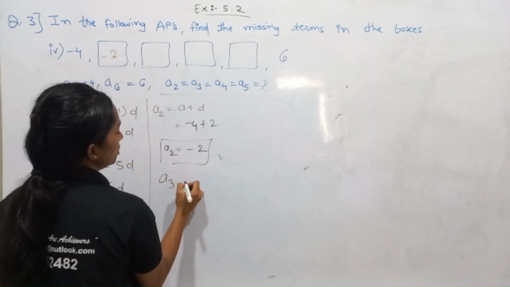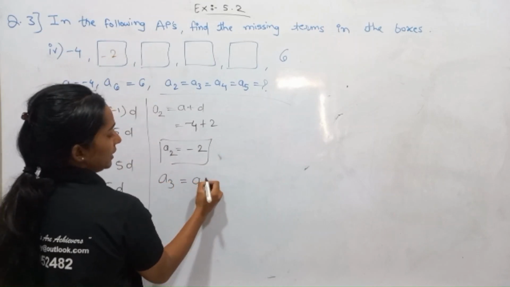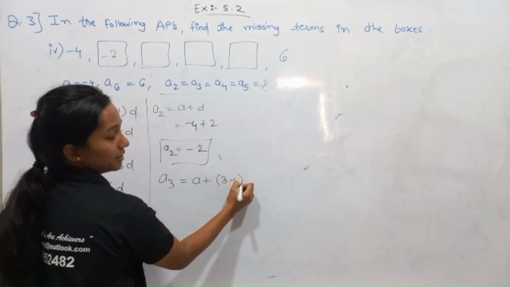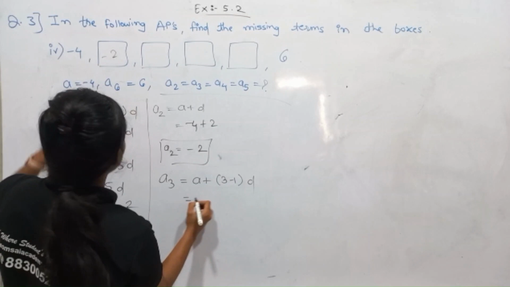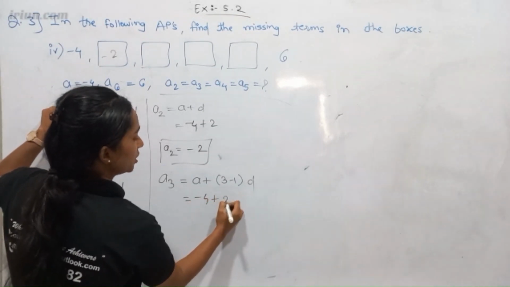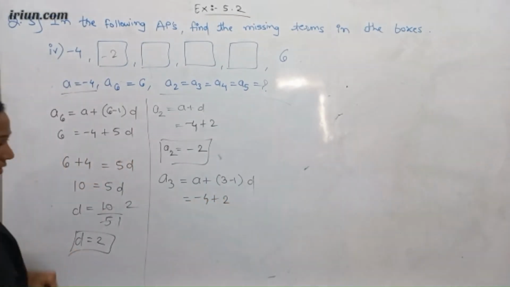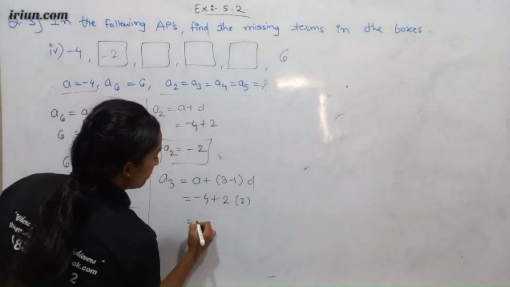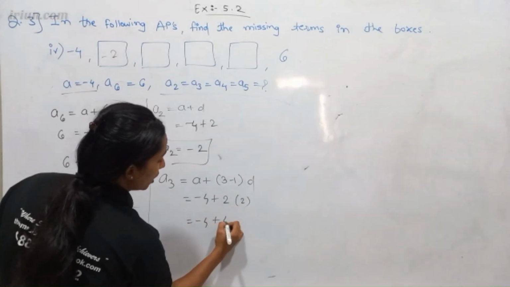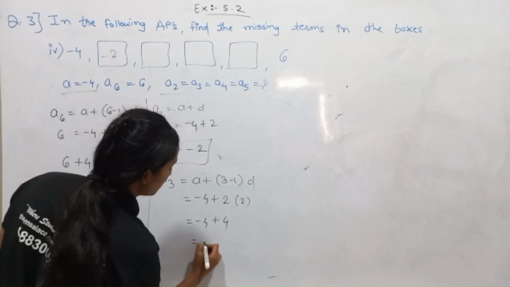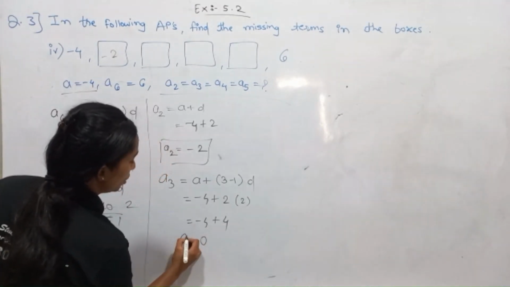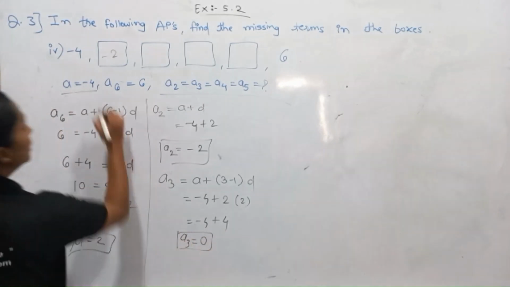If I turn towards term 3, that is nothing but A plus 3 minus 1 D. A is minus 4 and this is 2 into distance, which is 2. So minus 4, 2 twos are 4, plus minus 4 plus 4 is 0. So this is how I got term 3.